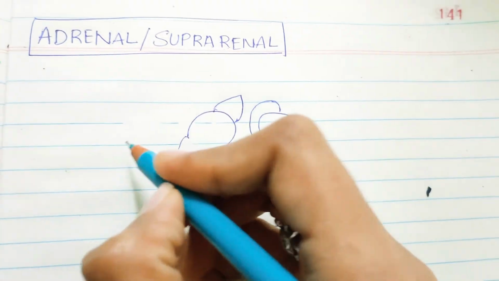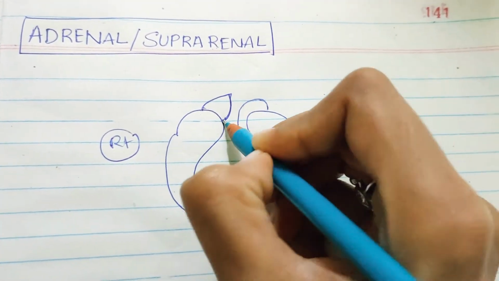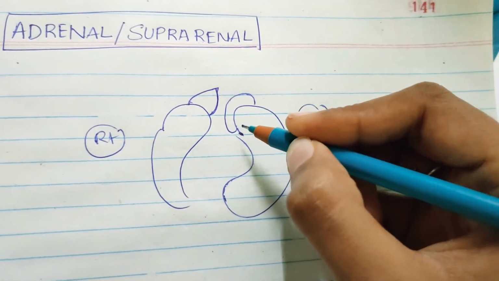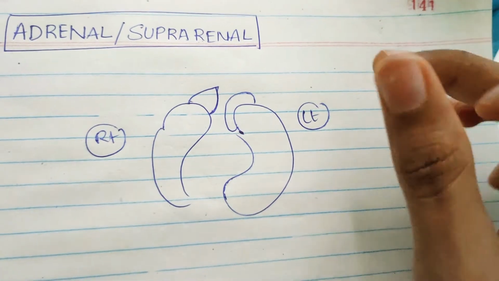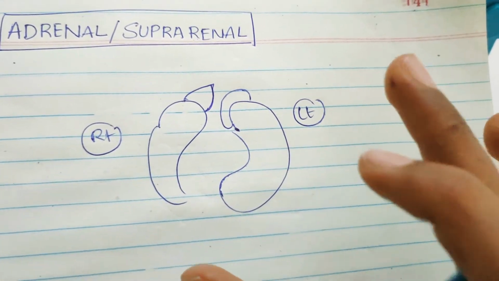Now you should find out the difference between the right side and left side. What is the difference? If you see on the right side, the suprarenal gland is somewhat triangular or quadrilateral, but on the left side, the suprarenal gland looks like a semilunar shape. This is the difference which you need to see in the right side and left side suprarenal gland.